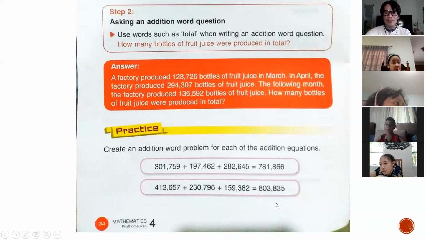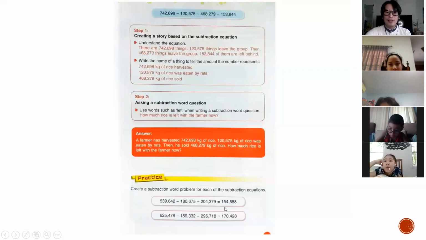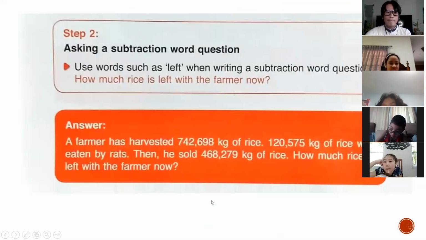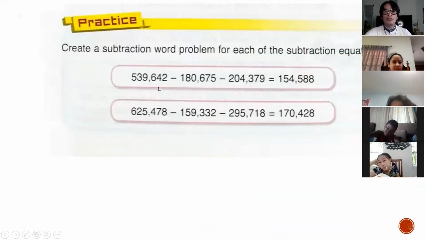Now, I want you to bring out your notebook, and then we have to create this practice. Choose only one; do not answer two of them. You have to choose between the first equation or the second equation. Suppose you want to choose the first equation.